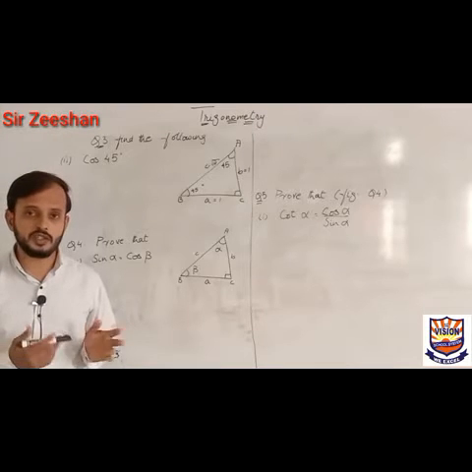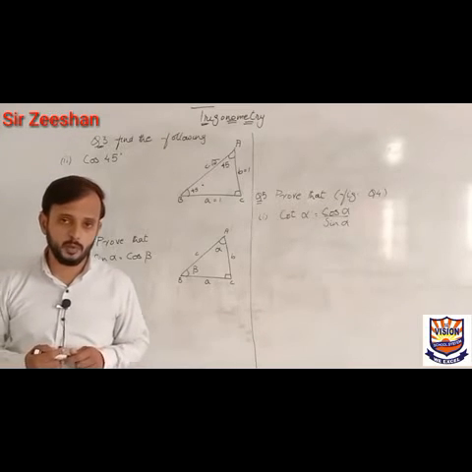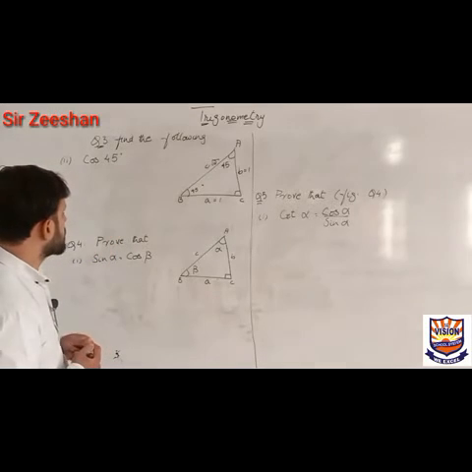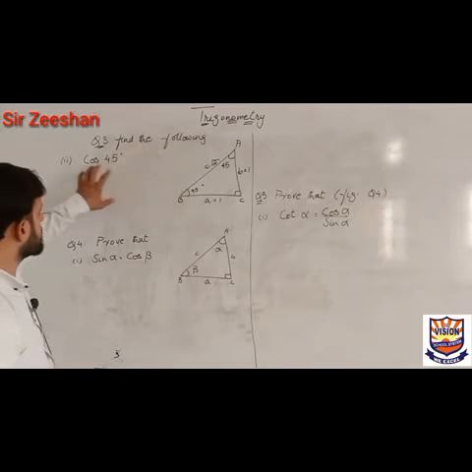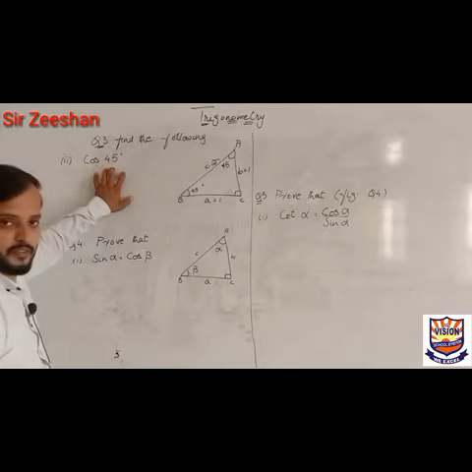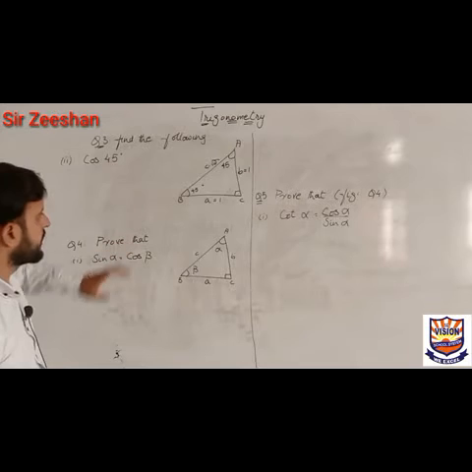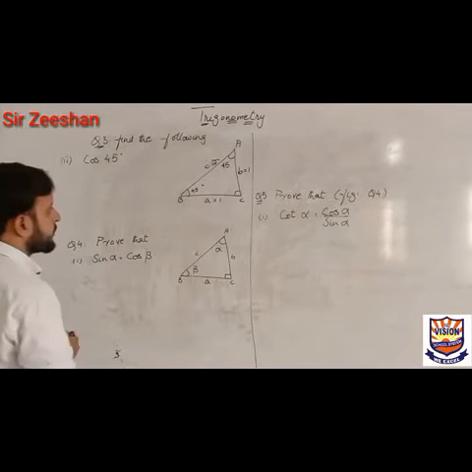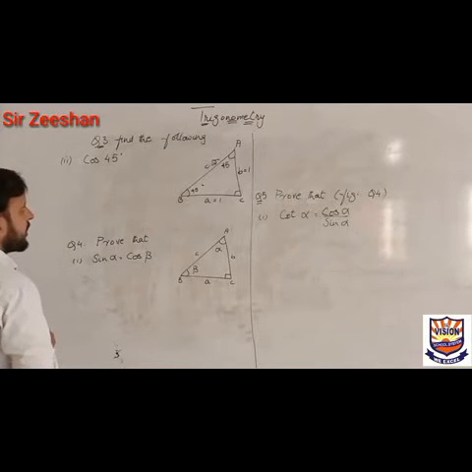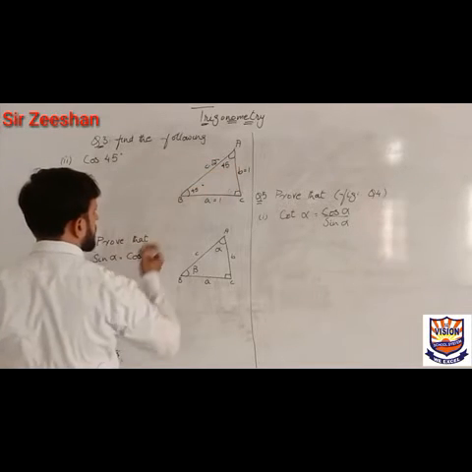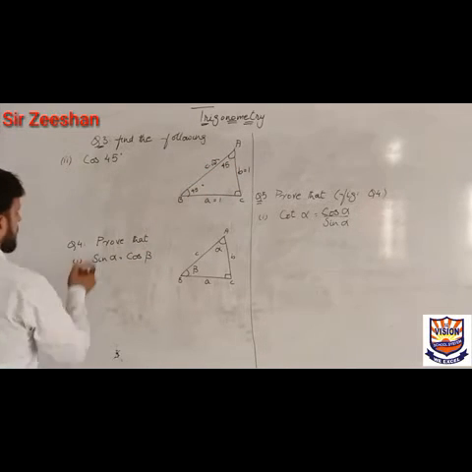So dear students, here's question number 3, 4 and 5. Let's see what we have to do in this one. Question number 3 is saying find the following. It means we have to find the value of cos 45. Here the angle given is 45. Cos 45. Okay, so according to 45, let's see.